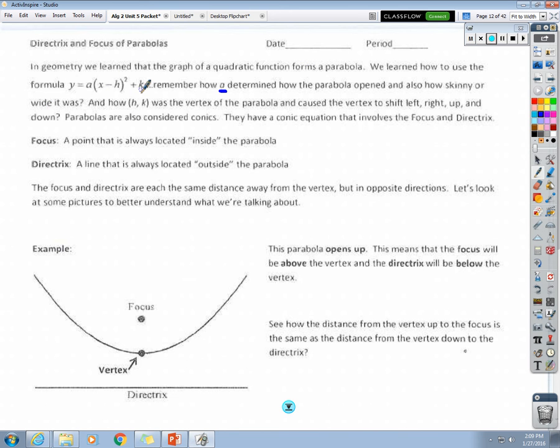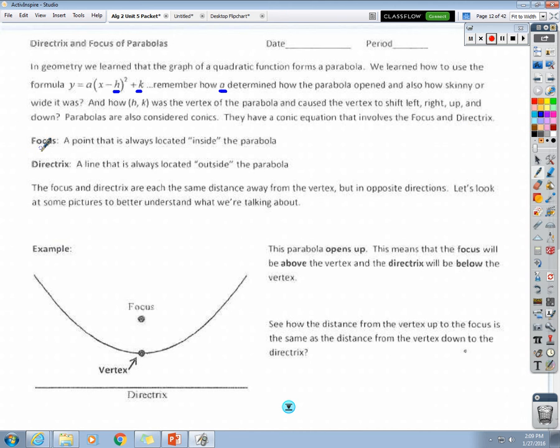Now, also in the formula, the h and the k is the vertex of the parabola, and depending on what those numbers are, it will cause the vertex to shift left, right, up, and down. Parabolas are also considered conics. They have a conic equation that involves the focus and directrix.